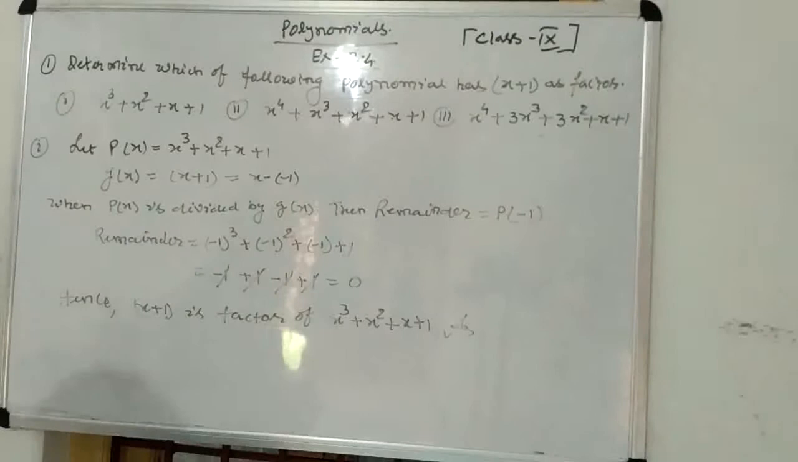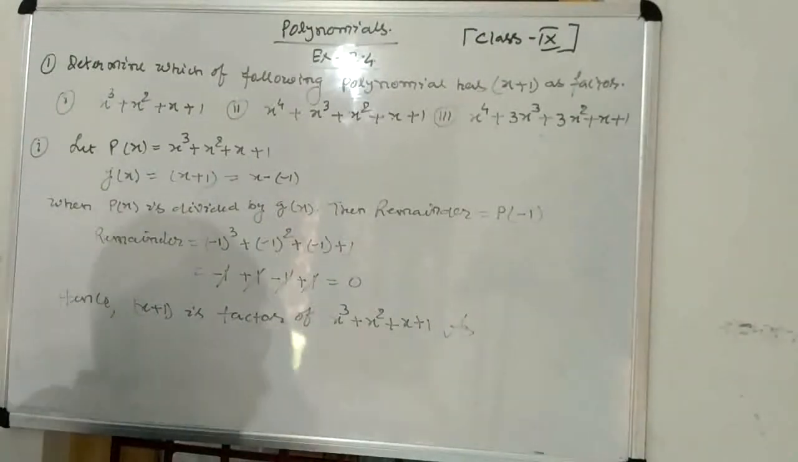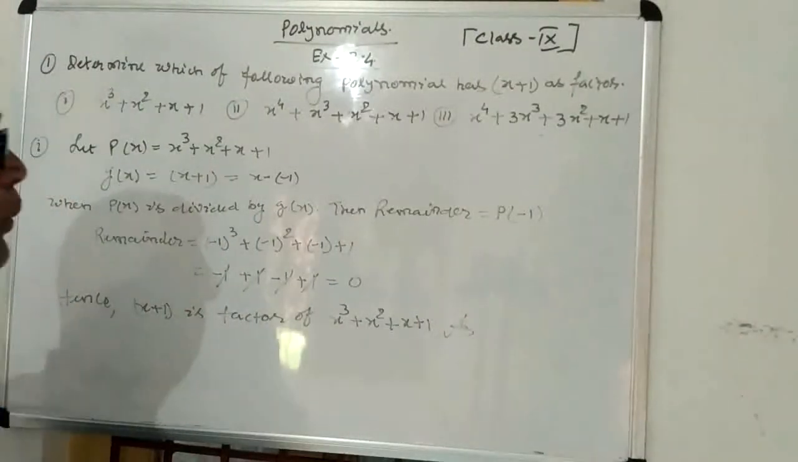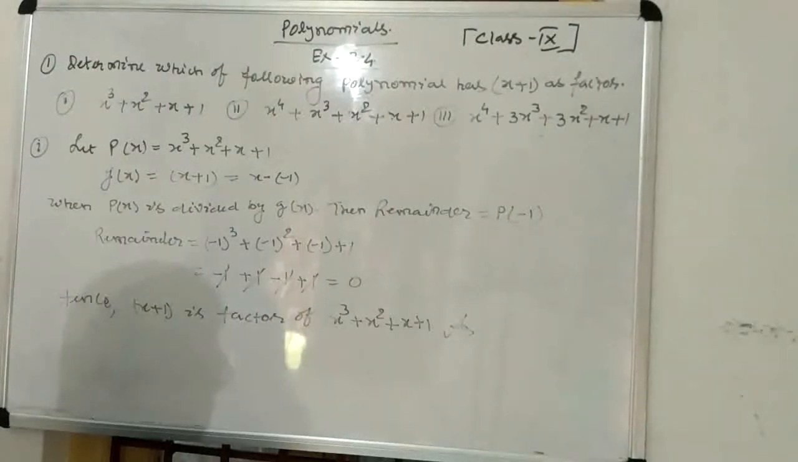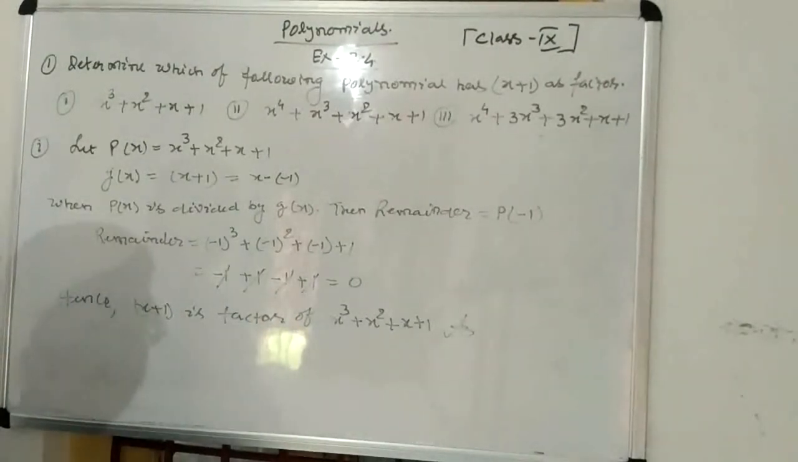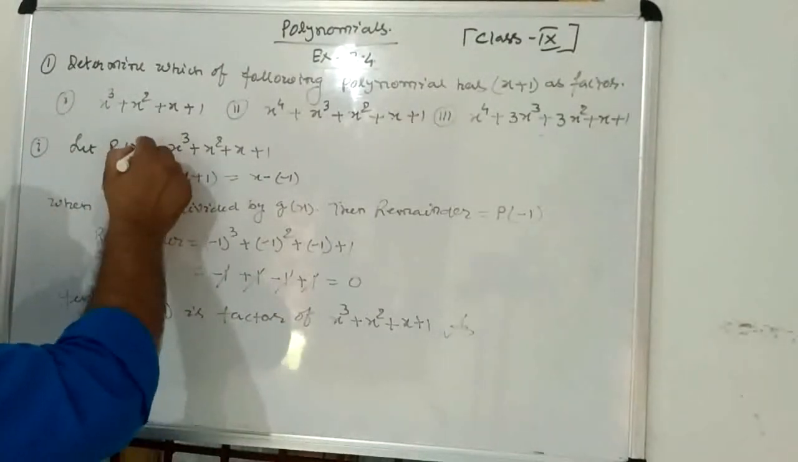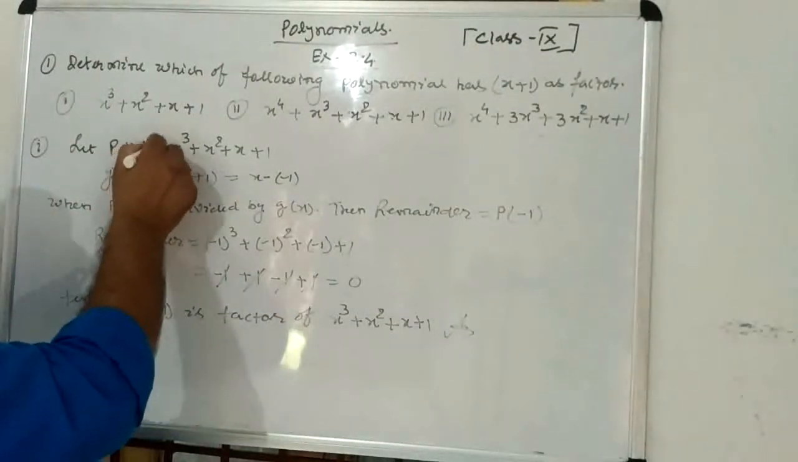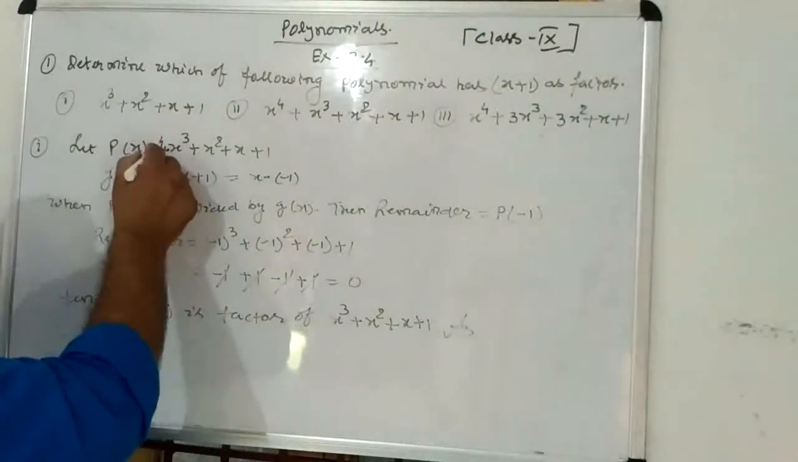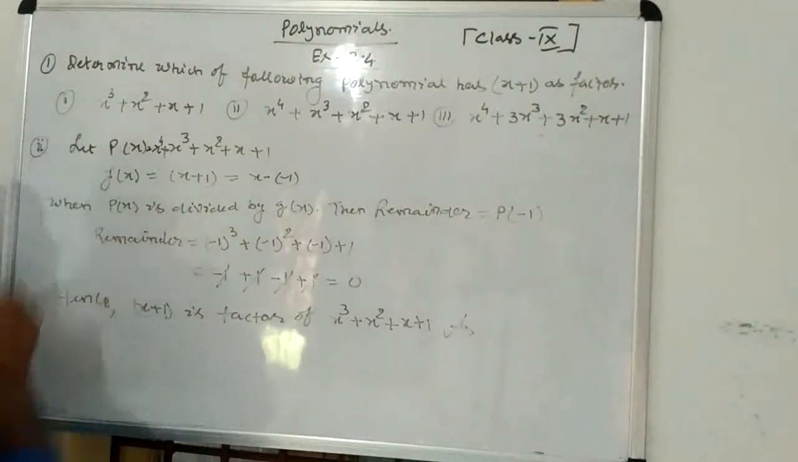So you have to apply the remainder theorem and check whether the remainder is 0 or not. In the second question you have to just add one more term, that is x to the power 4. Then your second question will also be completed. So let's suppose x to the power 4 plus is being added. Then you have to proceed with the same pattern.